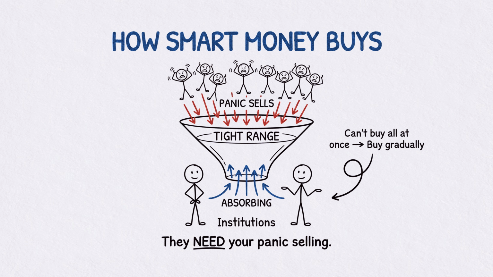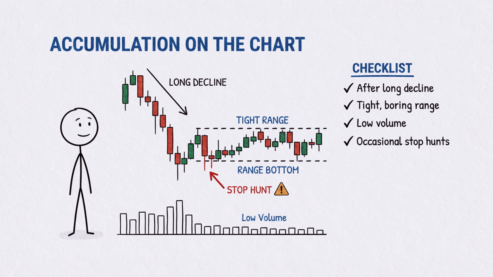What does this look like on a chart? A boring, tight sideways range after a long decline, low volume, nothing exciting. And occasionally, price dips below the range, stops get hit, panic increases, and price comes right back. That's not random. That's by design. Institutions need sellers, and stop-loss triggers create sellers.